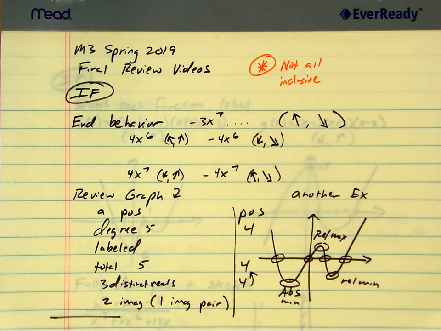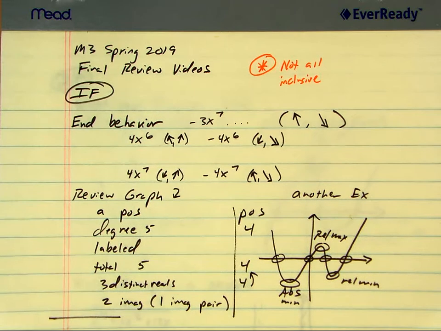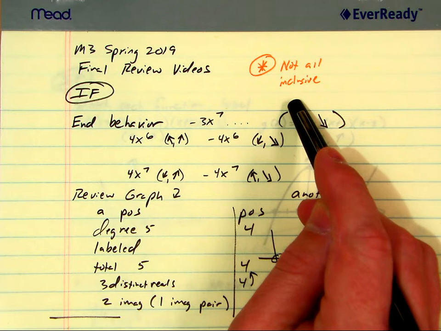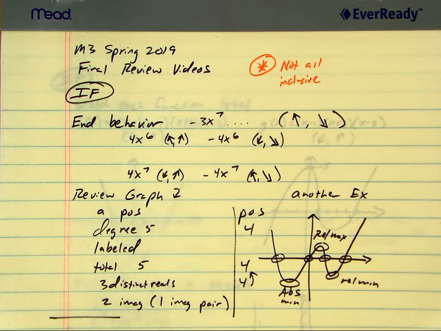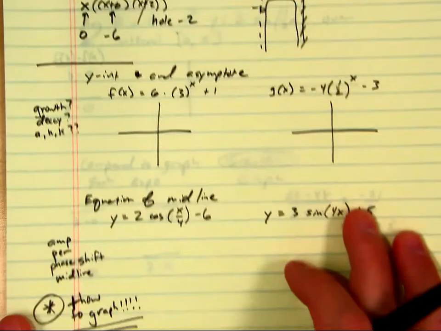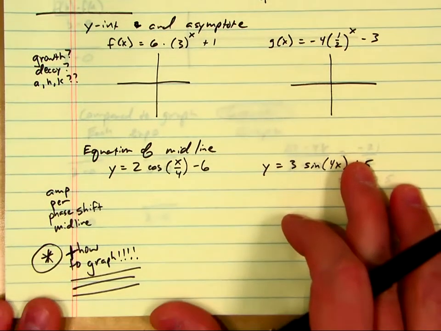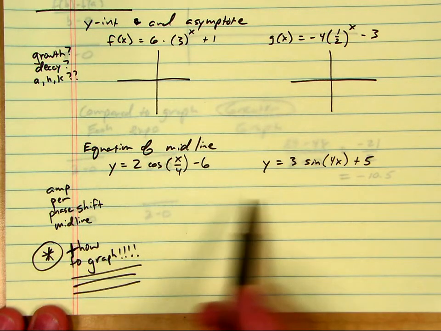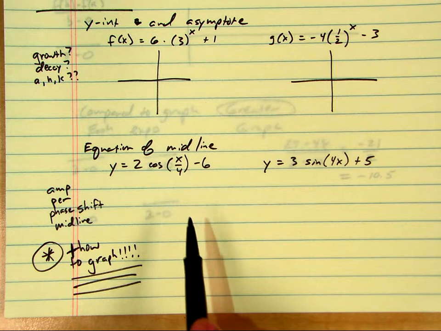It's video number 4 for IF for spring final review videos. Remember, this is not all inclusive of all the concepts you maybe see. You're still responsible for studying everything we've learned this entire year. Let's see, we're on to the next part. It's figuring out the y-intercept and asymptote of these two exponentials, and then we're going to talk about the equation of the midline of these two trig functions right here.